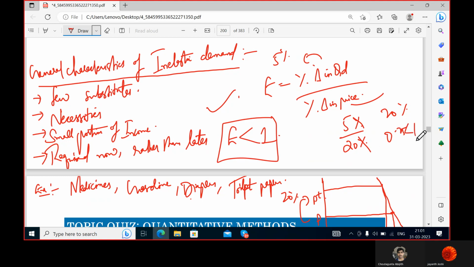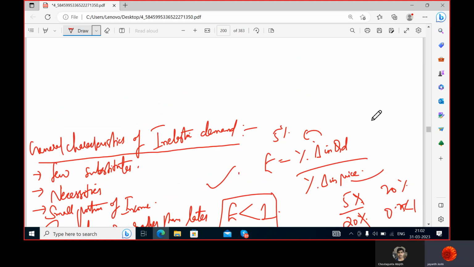What does it show? If the price increases by a very high amount, the quantity demanded decreases only by a small amount, here 25% of the price change. Correct? That's what it shows. For the next one, elastic.